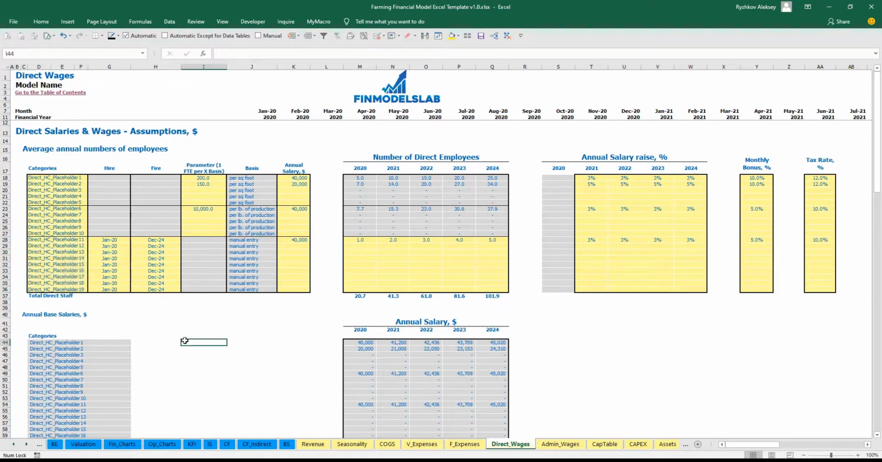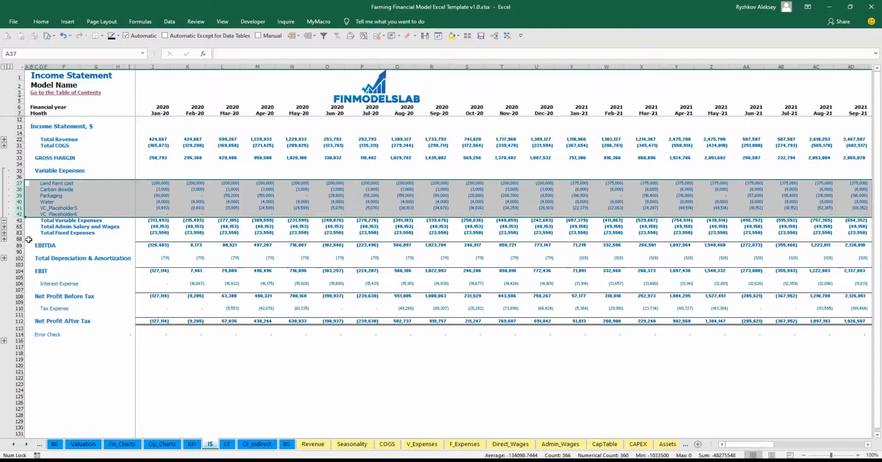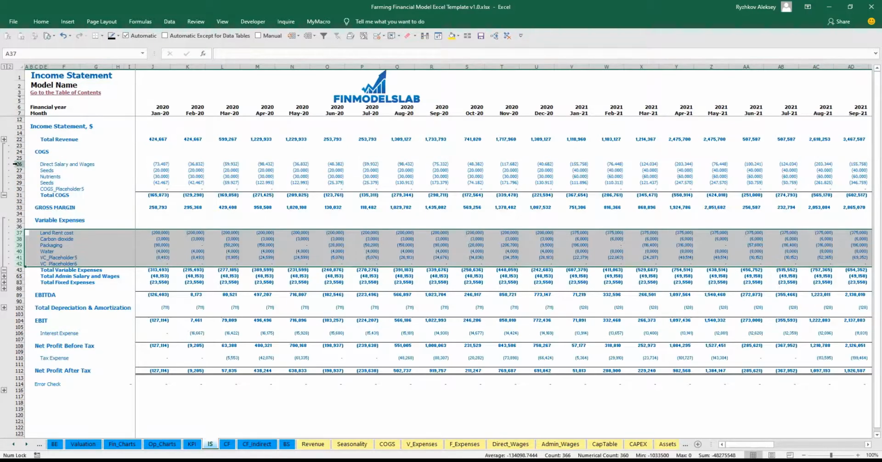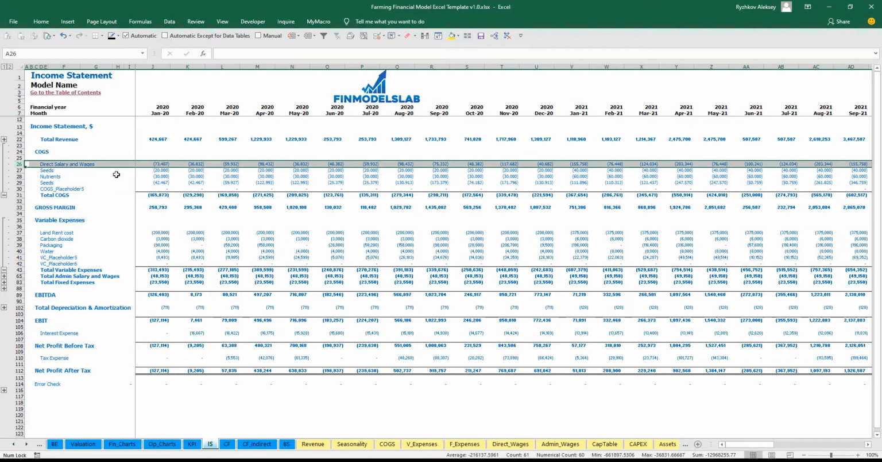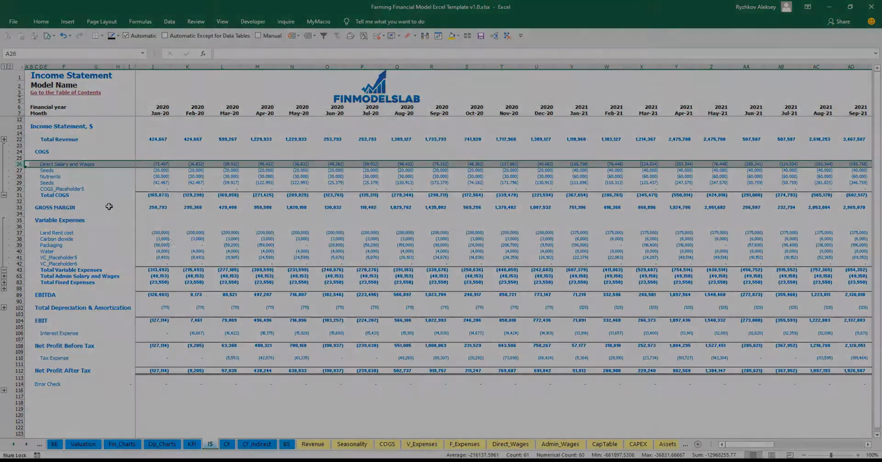And the final tab in this case is to set up your direct headcount as just hire date, for example February 20, fire date can be the last date of the model, and the basis is manual entry. You can set up the salary as well, $10,000, and you can adjust numbers of direct employees manually, 2, 4, 6, 8 and 10. In income statement under COGS section you may see the direct salaries and wages calculation, so it's a part of your cost of goods sold.